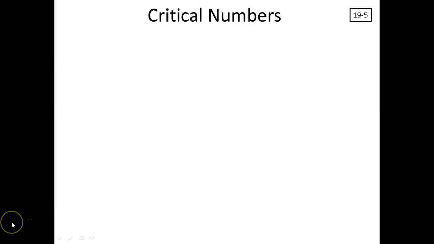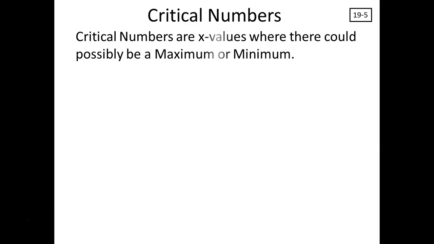So next thing we're going to do is talk about critical numbers. So what is a critical number? A critical number is an x value where there could possibly be a maximum or minimum. Now, there's not definitely a maximum or minimum, but there could possibly be a maximum or minimum here. And it's very important that you learn to find critical numbers of a function.